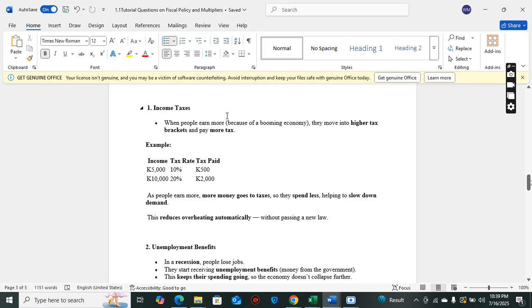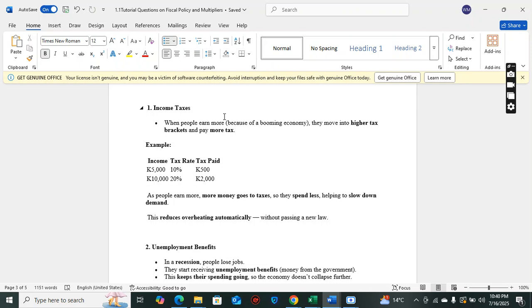You've got income taxes. Okay, if the economy is doing well, people are earning a lot of money, it means they'll be enticed to spend more. Now, when they spend more, you're going to have inflation, and as you spend more, prices go up and up and up. So, when people earn more, these taxes also become higher for these people. With these higher taxes, people will still spend, but they won't spend as much as they could if the taxes were not there.